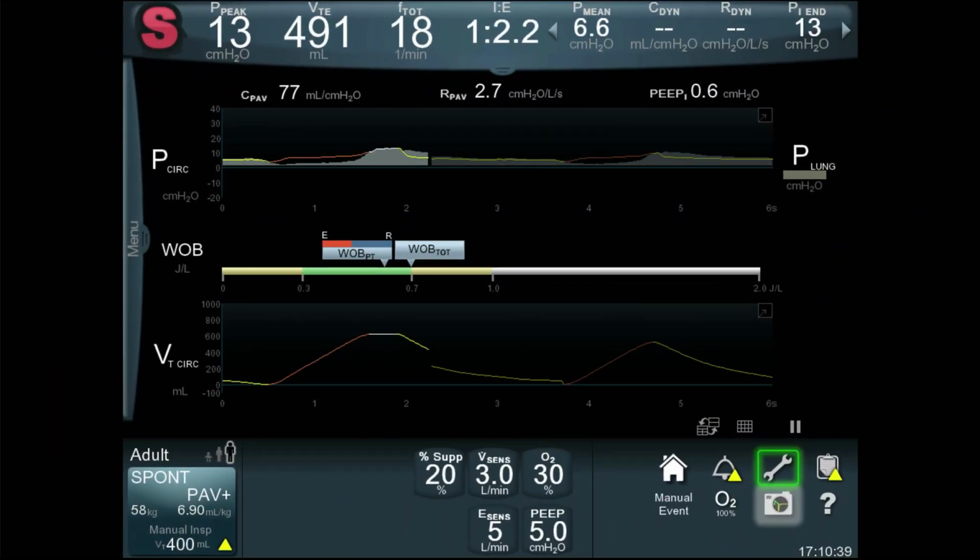This is the same patient at a later stage. What do you think? The work of breathing is safely in the green zone and the tidal volume is generous, but the level of support is really modest. This patient's only getting 20% support. So if the patient is awake, protecting their airway and able to clear their secretions, they can be extubated.